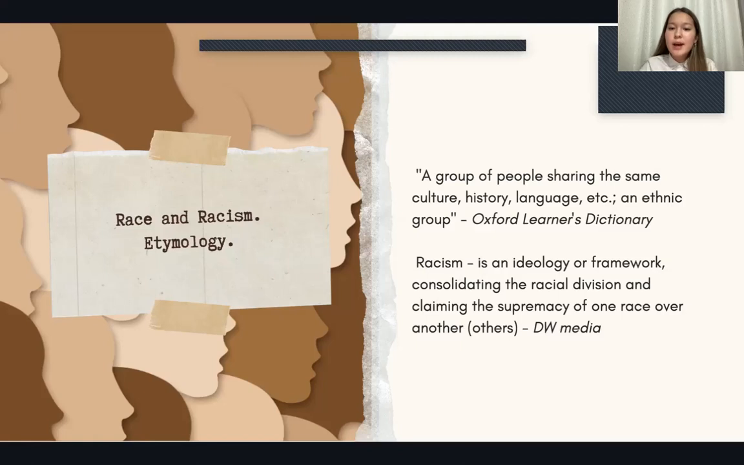You can see on the slide that there are two definitions that I put up. The first one is about race from the Oxford Learner's Dictionary. Race is a group of people sharing the same culture, history, language, etc., an ethnic group. And racism, by the definition of DW Media, is an ideology or framework consolidating this racial division and claiming the supremacy of one race over another. In plain language, it means the idea of people being divided into different categories as the white race, the yellow race, the black race, the red race, and etc.